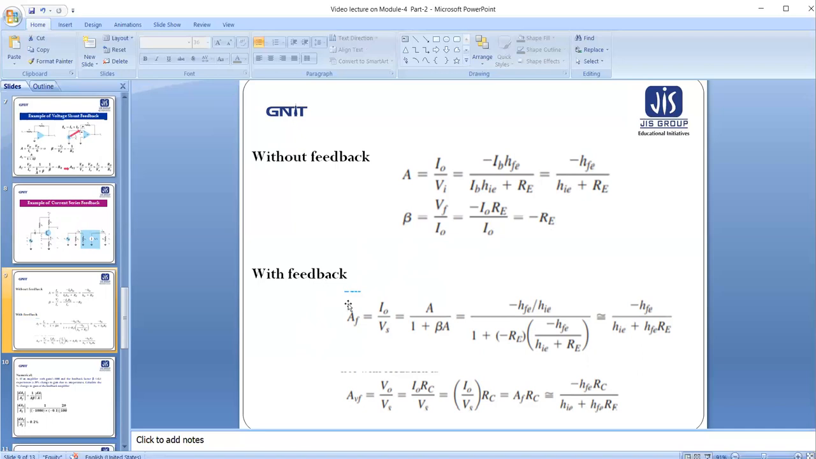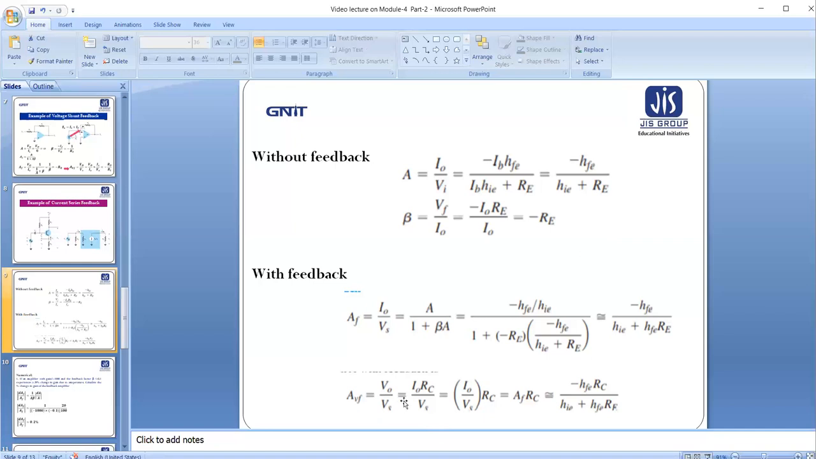But when we are using feedback, then AF equals I naught by Vs, that is A by 1 plus beta A. Now just put down the value of A and beta, it becomes minus HFE by HIE plus HFE into RE. In that case, previously only RE was present, now HFE into RE is present. Therefore, the denominator becomes higher than in the previous case because HFE is much greater than 1. Therefore, this product will be very much higher than RE.